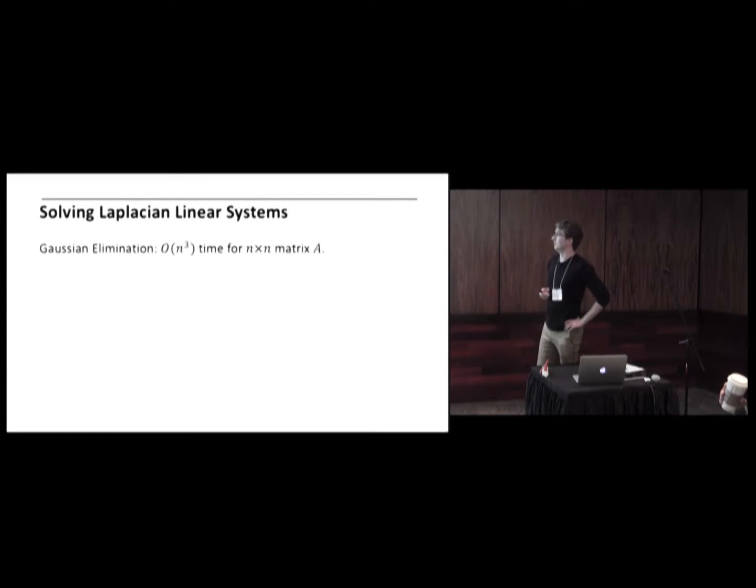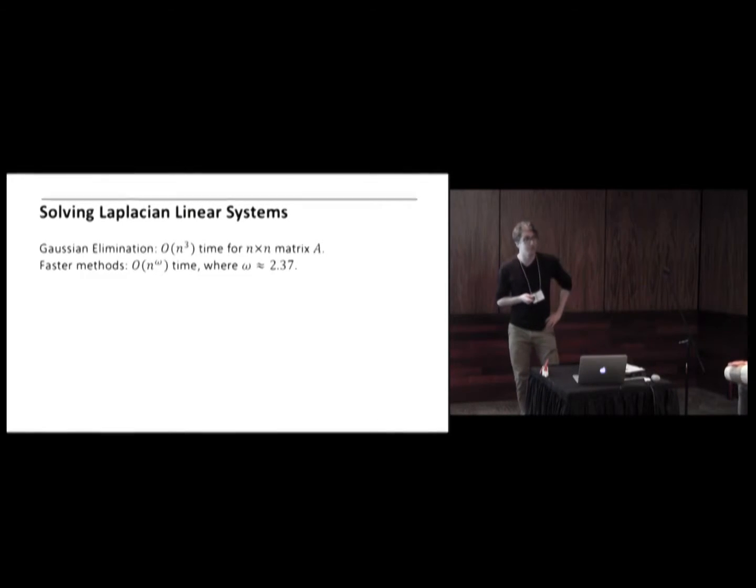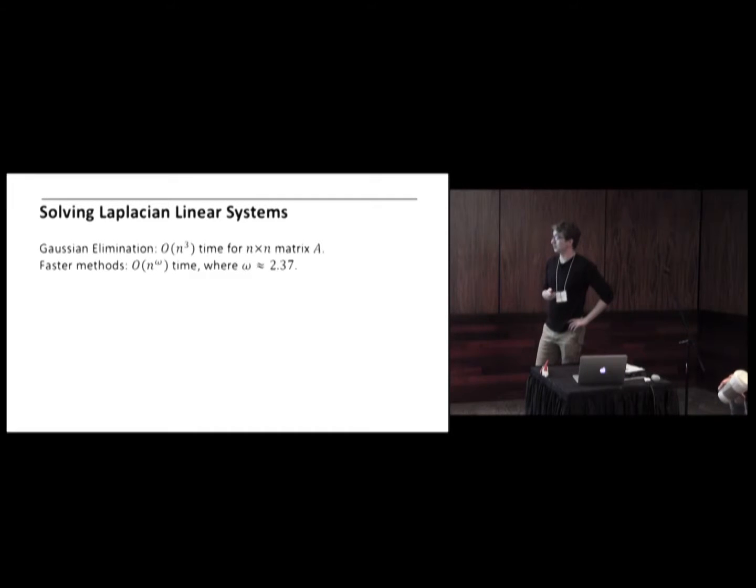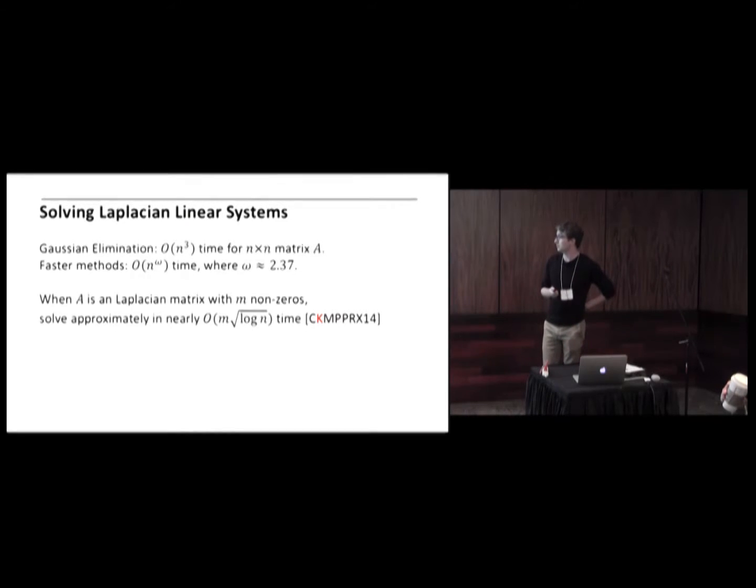Classically, how might you solve a linear system? You could do Gaussian elimination. That takes you order n cubed time for an n by n matrix A. You can do faster. You can do n^omega time, where omega is the matrix multiplication constant, which is approximately 2.37. But when A is a Laplacian matrix with m non-zeros, you can solve approximately in A in nearly m square root log n time. This was shown by Cohen, myself, and others in 2014, and it's the fastest currently known Laplacian solver.